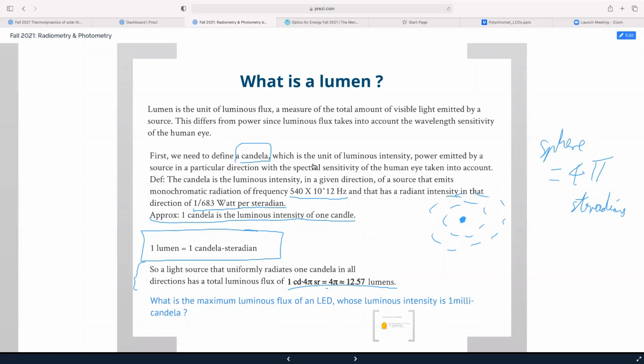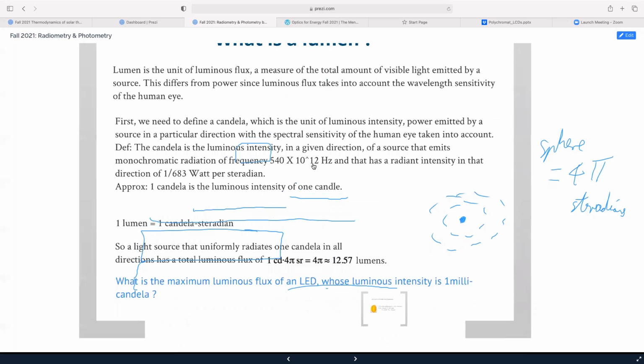Now, what is my luminous flux? It's just 1 millicandela times the full sphere. I'm assuming the LED is emitting into the entire sphere, which, of course, may not be true, but let's pick the assumption. So the answer is simple, right? Just multiply it. You get that.